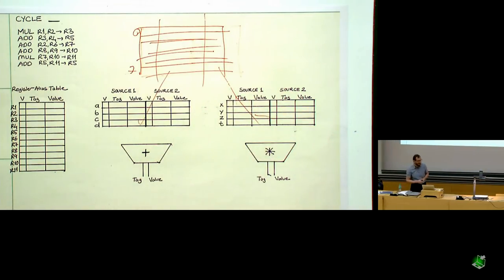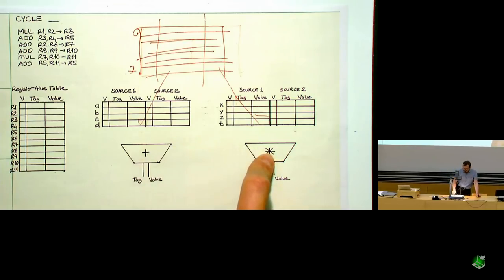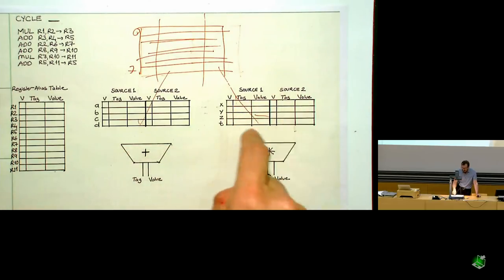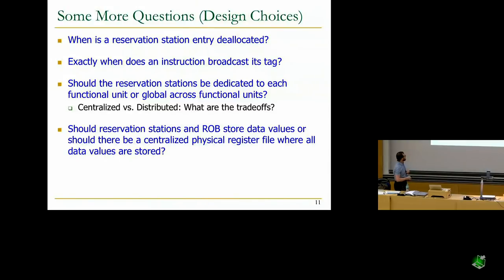There are other issues over here. For example, this is add and multiply, but it could be a branch unit over here. And the branch unit, you may be able to optimize. Maybe there's a unit that has only 1 source. You may be able to optimize and have different kinds of fields over here. So if you have statically partitioned, you can customize the reservation stations to the functional unit. Giving you a lot of ideas here. But you can imagine that there are lots of optimizations that you can do, and there are lots of design choices. And we've covered only the basics of it.